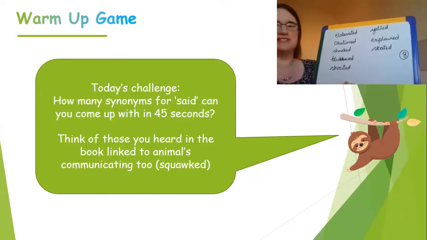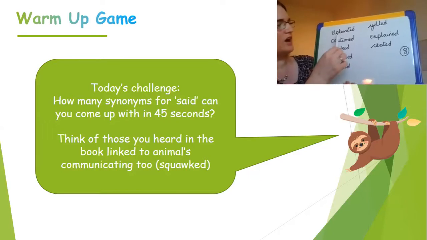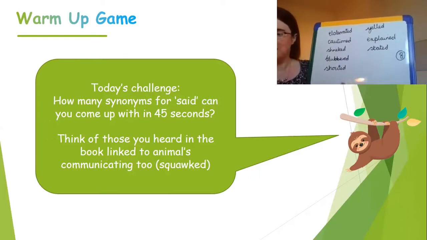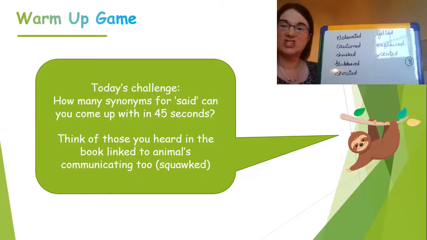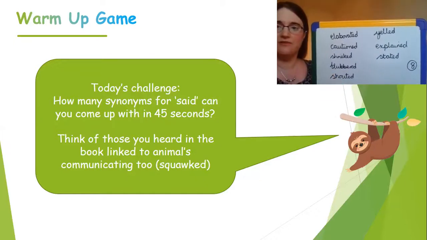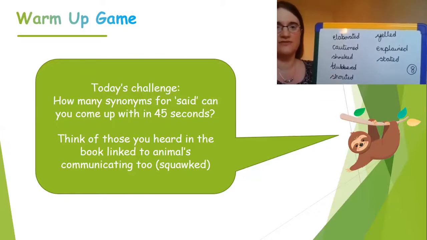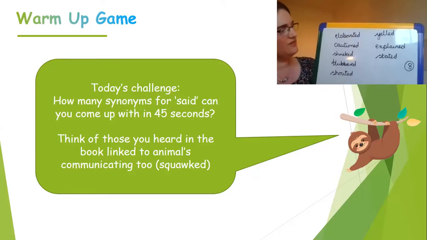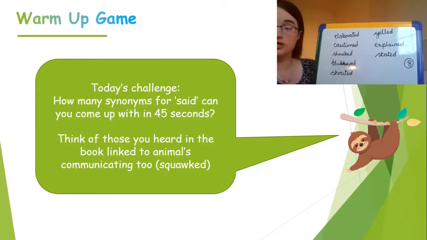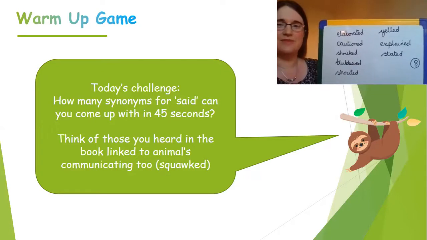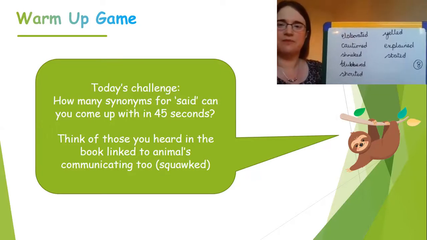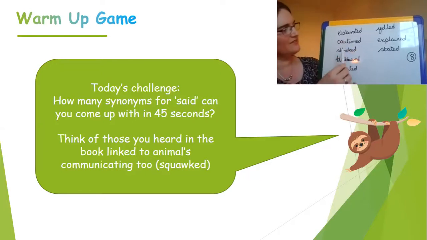So instead of writing said, I could use the word elaborated. And elaborated is all about giving extra details. So elaborated is a really good word to use. If your character's giving somebody extra information, they could use the word elaborated. I've got the word cautioned. So that word is if you're warning somebody about something and saying, oh, don't do that, cautioned mum. Okay, so that's the word cautioned.